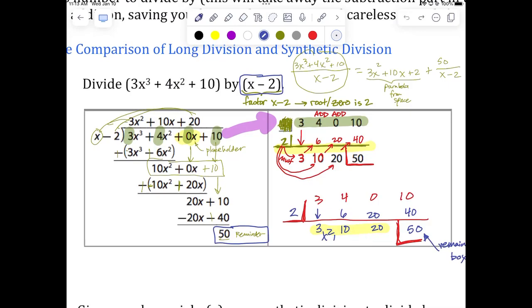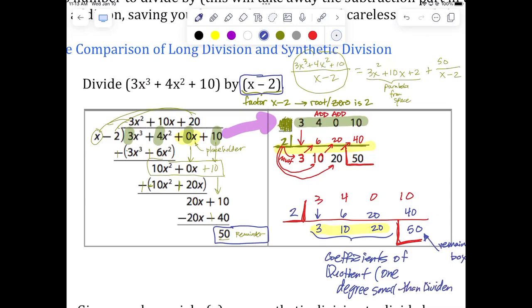Those numbers down there are the coefficients of the quotient, which remember is going to be 1 degree smaller. It's 1 degree smaller than the dividend. Okay, so because we started with an x cubed, those are the coefficients starting with x squared.